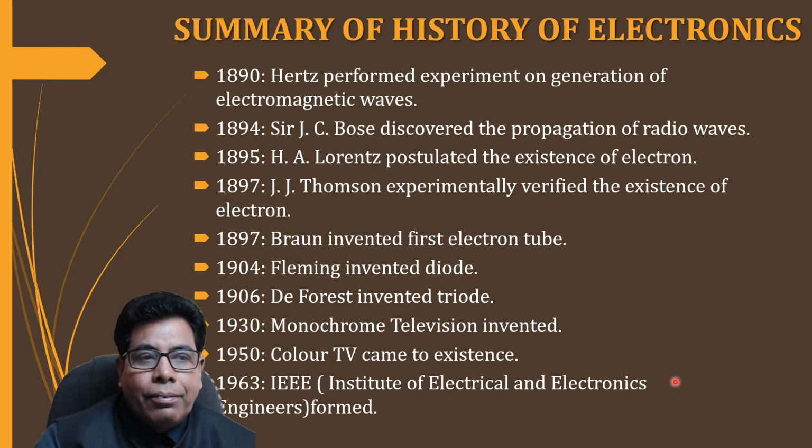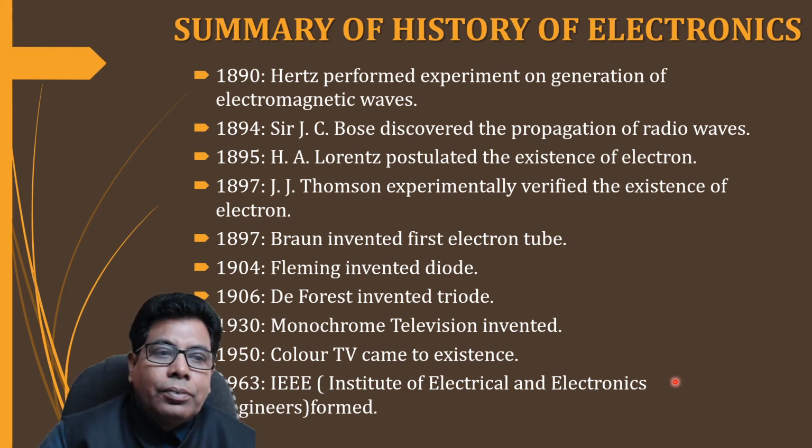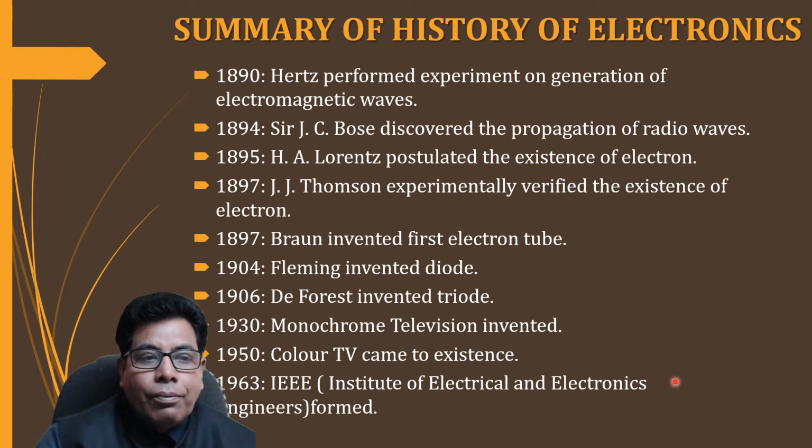Then in 1895, Lorentz postulated the existence of electrons. And then in 1897, J.J. Thomson verified the existence of electrons. Also in 1897, Braun invented the first electron tube, and then came Fleming's diode, that is a vacuum tube. Then in 1906, Forrest invented the triode, again a vacuum tube. But since the vacuum tubes were bulky, they were replaced by the transistor.